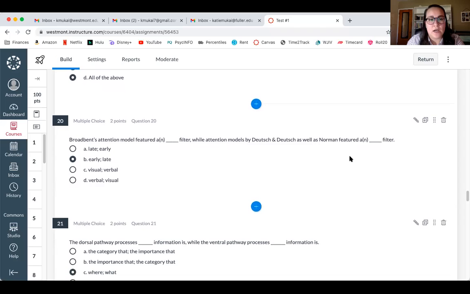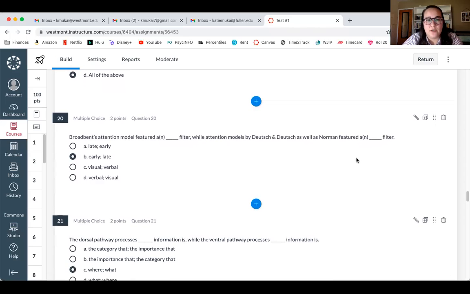For number 20, you'll remember that there were differences between Broadbent's attentional model as well as some other attentional models in terms of when the filtering, when the selection of information happens when we are attending to something. And the difference here was that Broadbent's attention model had an early filter. So this filter kicked on a lot earlier in the attention process than did these other filters as proposed by Deutsch and Deutsch as well as Norman.